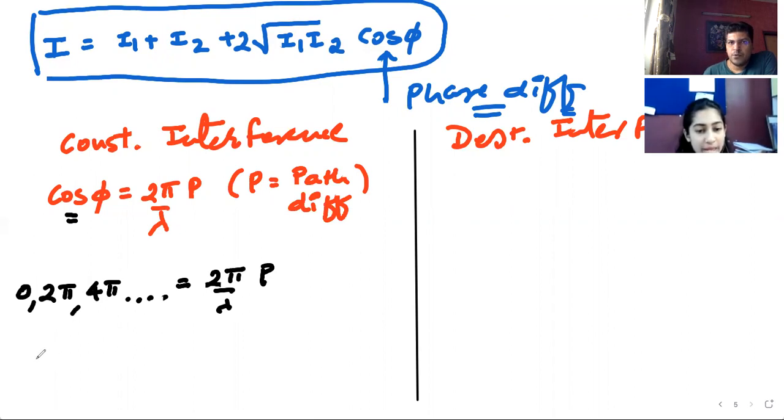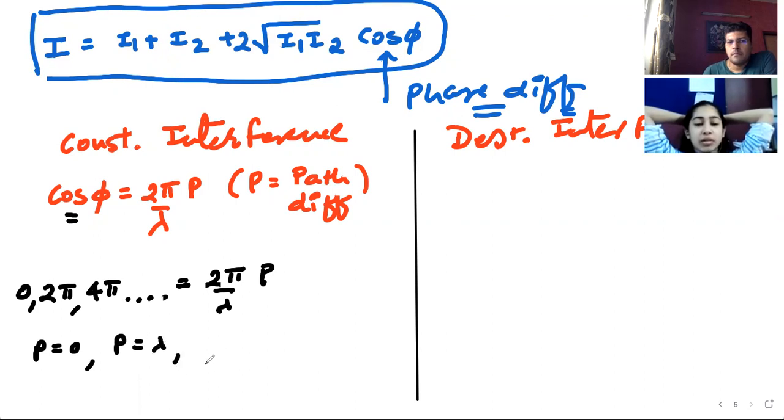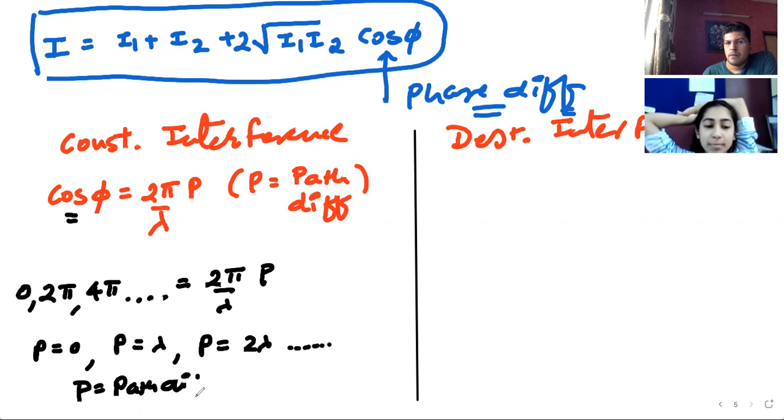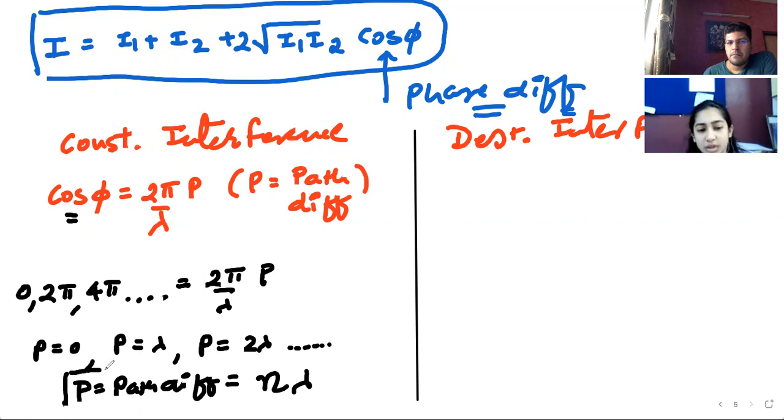It is 0. So my p will be 0. Okay. Next one. 2 pi by lambda equals 2 pi. 2 pi will cancel out, so lambda, then 2 lambda, up to so on. So can I say that p is nothing, it is called as path difference. It is called as n lambda. Right? Because gradually it is increasing 1, 2, 3, 4 up to so on lambda.